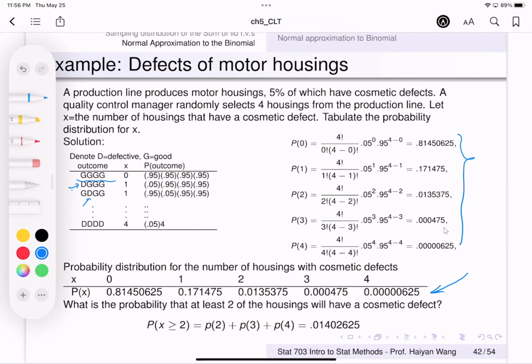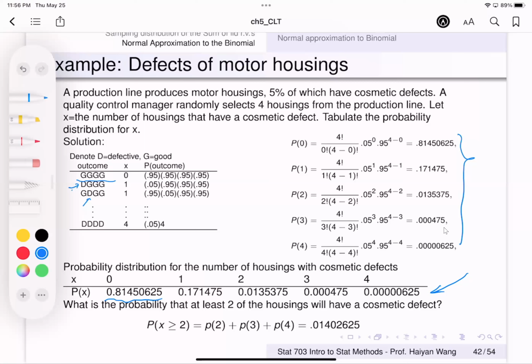As we look at it, the probability is 5% that a housing is defective. 5% have the cosmetic defect. So out of the 4 housings, the probability of the number of housings with no defect is very high, 0.814. And the probability of 1 defective one is 0.17. And for the number of defective housings being 2, 3, or 4, they have very low probability.